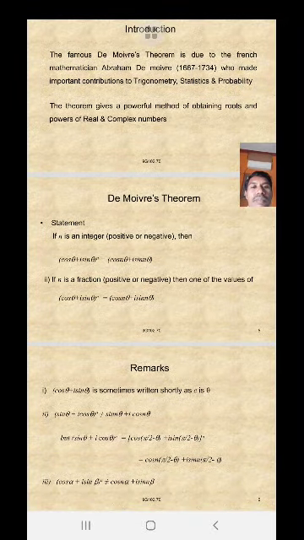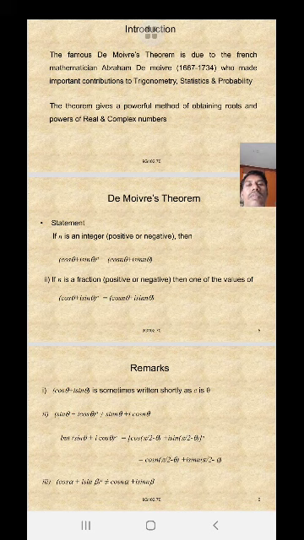De Moivre's theorem statement: if n is an integer, positive or negative, then cos theta plus i sin theta whole power n equals cos n theta plus i sin n theta. Second one, if n is a fraction, positive or negative, then one of the values of cos theta plus i sin theta whole power n equals cos n theta plus i sin n theta.